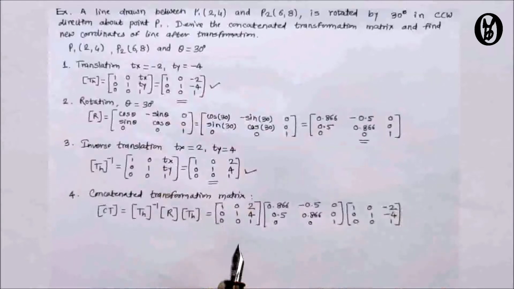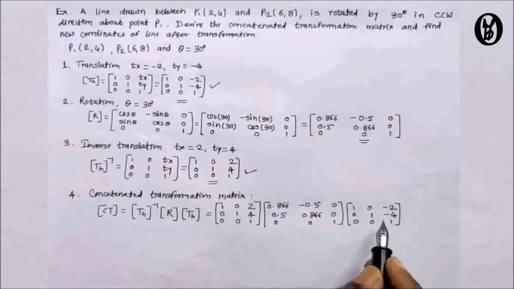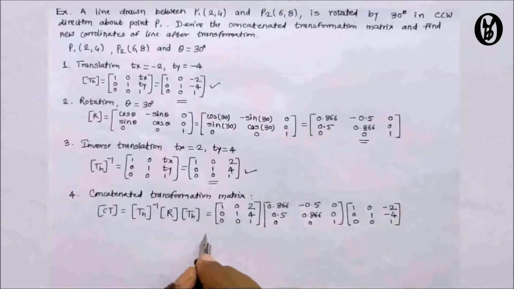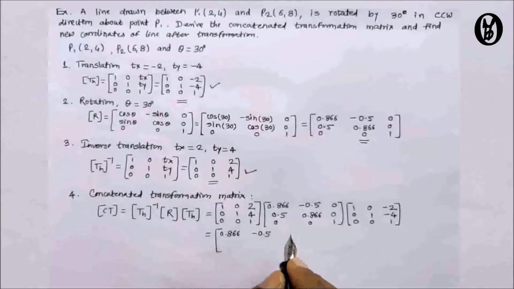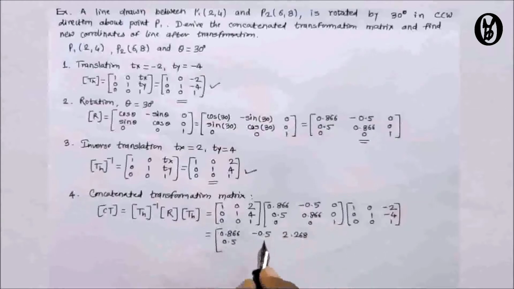First we have to multiply the inverse translation matrix with the rotation matrix, then the product of these two with the translation matrix, and at the end we get the multiplication as [0.866, -0.5, 2.268; 0.5, 0.866, -0.464; 0 0 1].